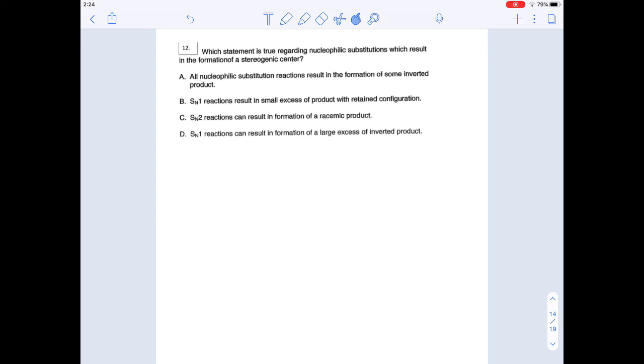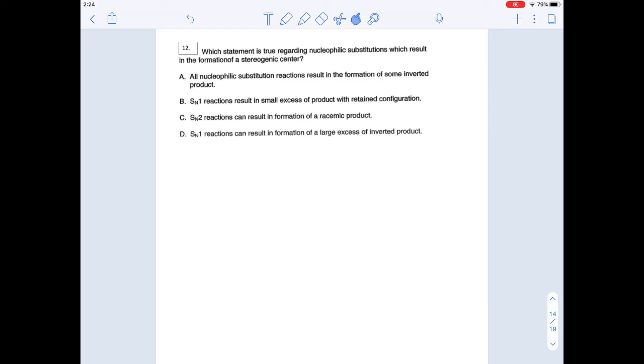Number 12 asks, which statement is true regarding nucleophilic substitutions that result in the formation of a stereogenic center? So that just basically means a chiral center. Those are synonyms. So let's move down the list. A: All nucleophilic substitution reactions result in the formation of some inverted product. This is true because in SN2 reactions, you have all inverted product, and in SN1 reactions, you have half inverted, half not. So let's move along just to make sure, but so far A is looking pretty good.